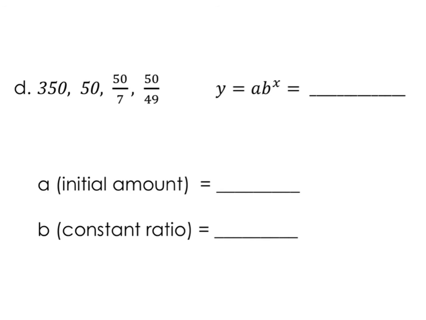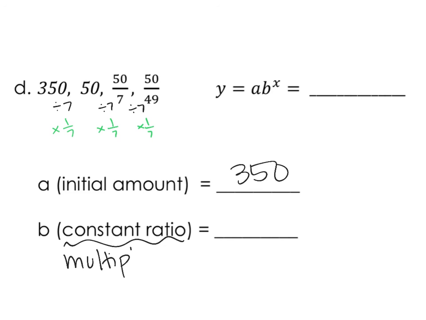All right, last example, we're going from 350 to 50 to 50 over 7. It looks like we are dividing by 7, which we just talked about. We cannot write this as division. So this is the same thing as multiplying by 1 over 7. So that means that our initial amount was 350 and our multiplier was 1 over 7, making our equation 350 times a 1/7 to the x power.